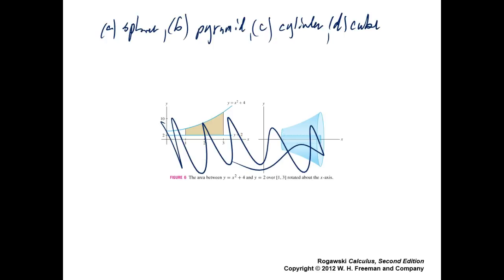A sphere certainly is a solid of revolution. How about a pyramid? A cylinder would be. Pyramid and cube, they have angles in them. They're not rotating, so no, they can't be. So A and C should be our answer. This is 6.3. A and C. Got it. They got it right. Good for them.